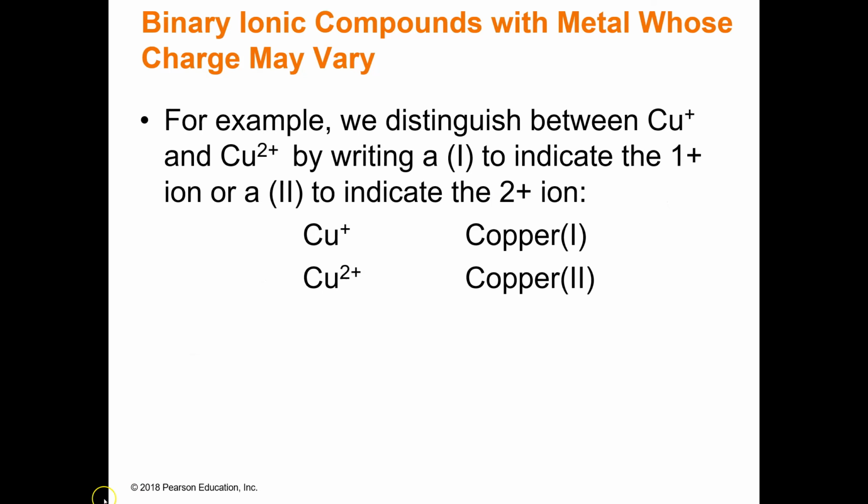Here's a specific case. Cu+ is copper 1. Cu2+ is copper 2. The Roman numeral indicates the charge. So CuCl is copper 1 chloride and CuCl2 is copper 2 chloride. This small difference can dramatically change the compound's behavior and toxicity.